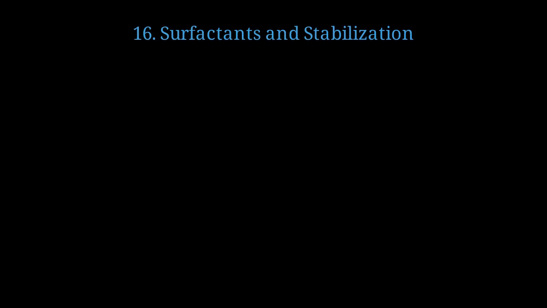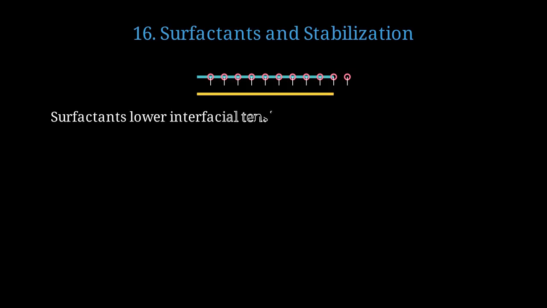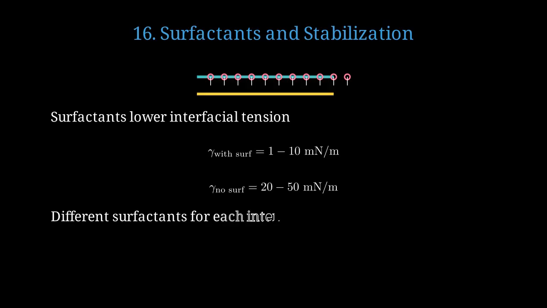Surfactants are essential for stabilizing emulsions by reducing interfacial tension. Surfactant molecules align at the oil-water interface with hydrophilic heads in water and hydrophobic tails in oil. Surfactants dramatically lower interfacial tension, making droplet formation easier. With surfactants, interfacial tension drops to 1 to 10 millinewtons per meter. Without surfactants, tension is 20 to 50 millinewtons per meter. Double emulsions require different surfactants for each interface to maintain stability.